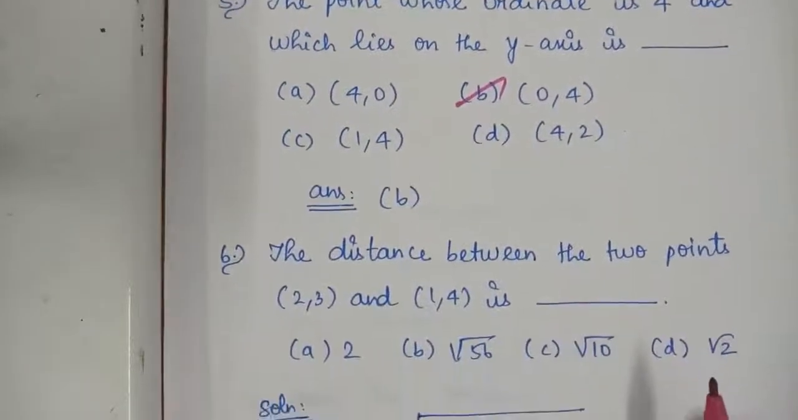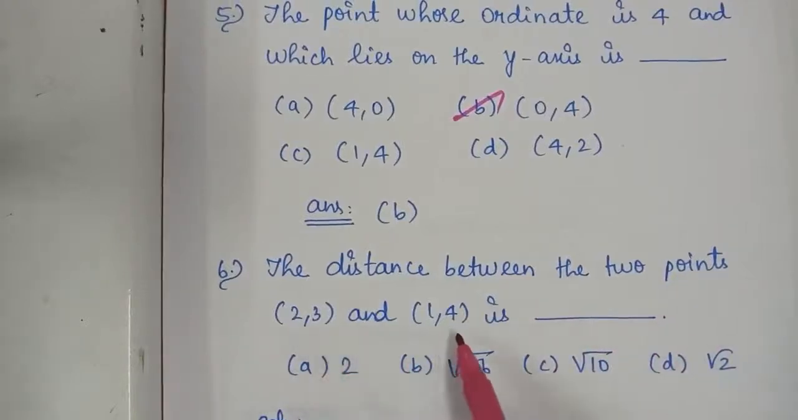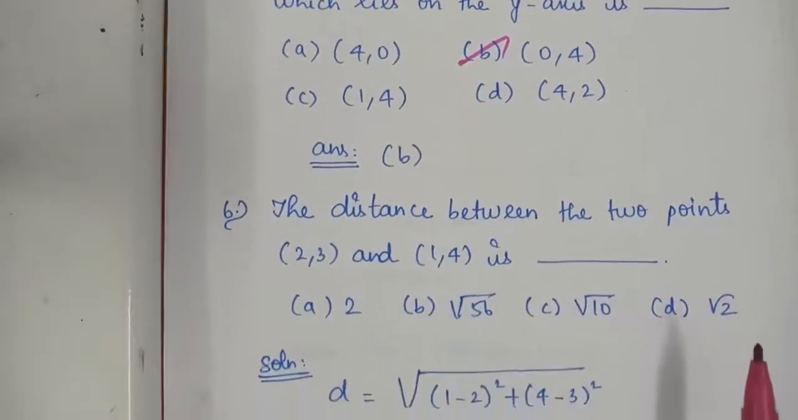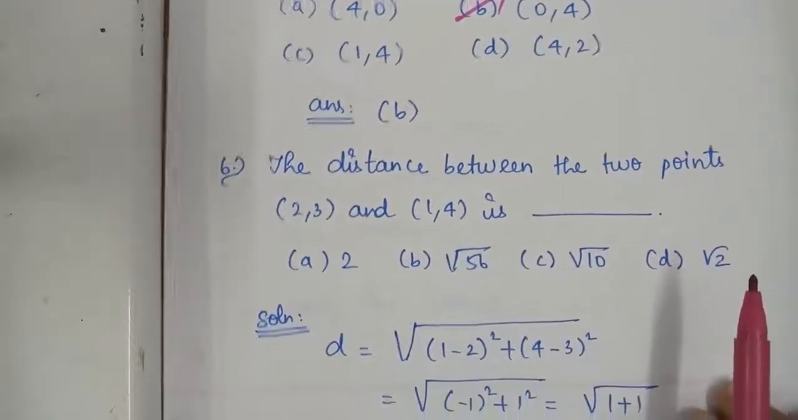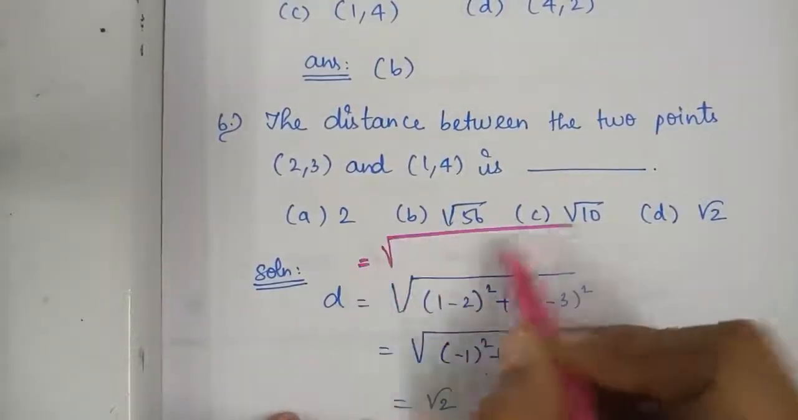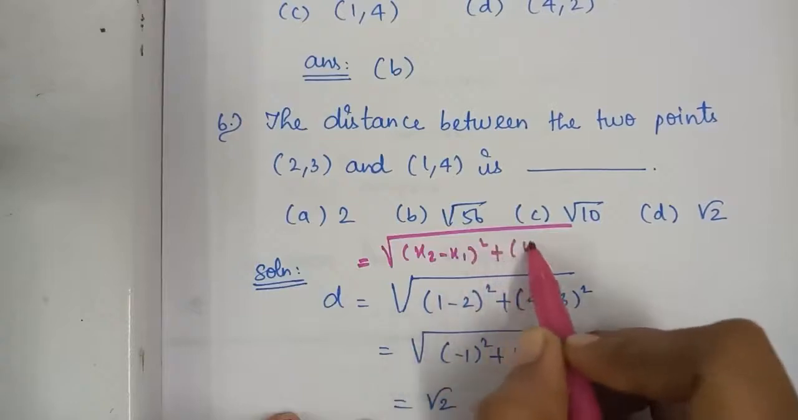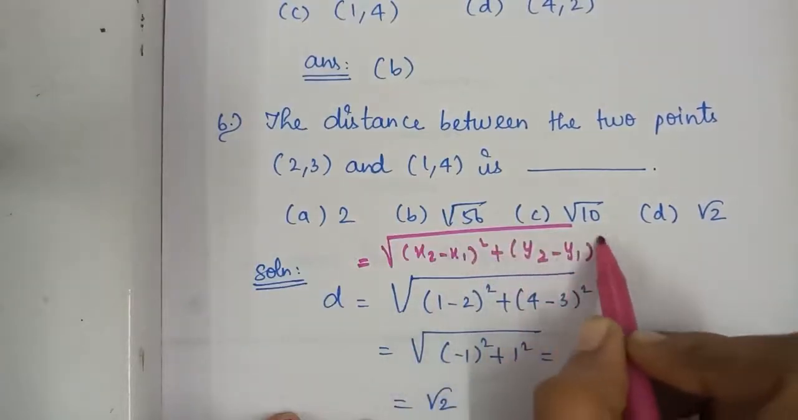Question number 6. The distance between the 2 points 2, 3 and 1, 4 is dash. Option A 2, option B root 56, option C root 10 and option D root 2. We know the distance formula: D is equal to root of x2 minus x1 the whole square plus y2 minus y1 the whole square.